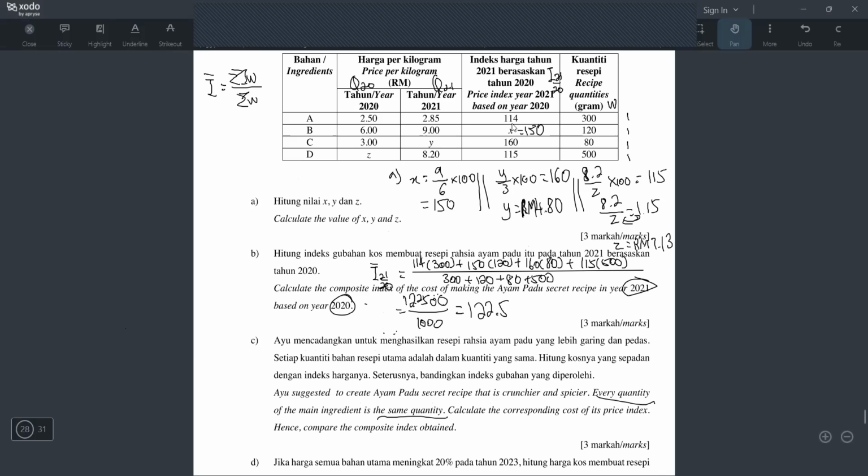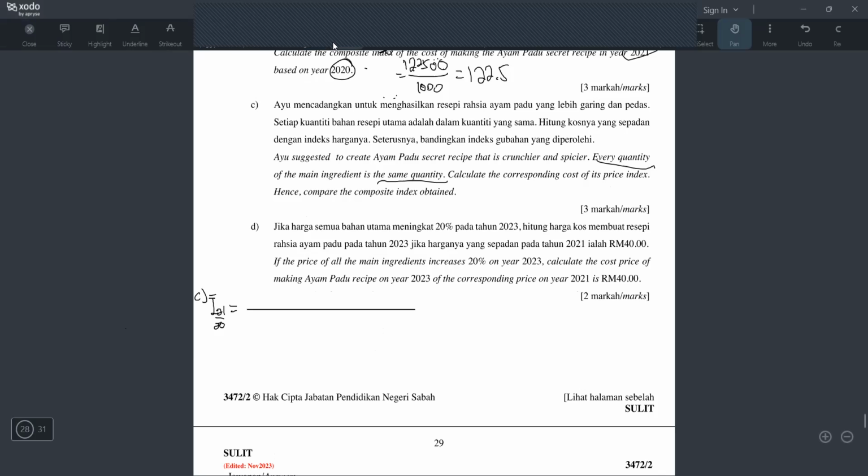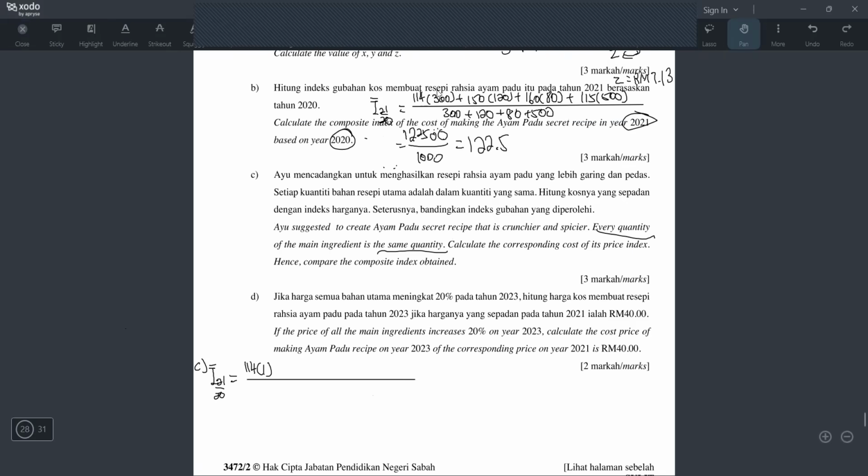everything the same. So it'll be 114 times 1, plus, okay, I'd better refer here, right? And then 150 times 1, and then this one is 160 times 1, and then this one is 115 times 1. And then divide by 4 because the total weightage is 4. But if you put 100, 100, 100, 100, then here you write 400, right? So it's up to you. You can choose any number, right?